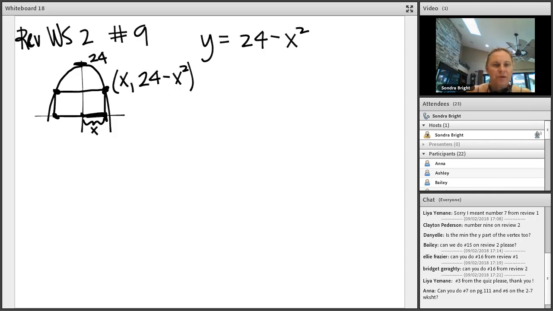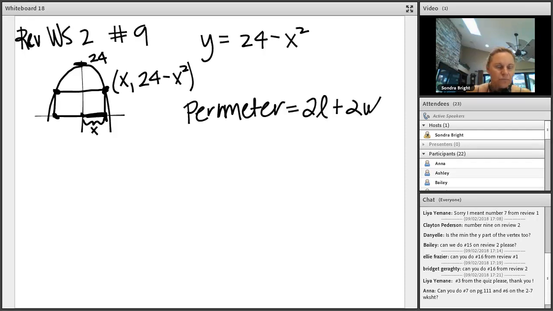And we want the perimeter of a rectangle, and what we know is the perimeter. You'll have to have this memorized because we won't give it to you. It's equal to 2 times the length plus 2 times the width. So the width, I'll call this guy my width, which means that it's x plus x, or 2x. And then I'll call this guy my length, and that y value is 24 minus x squared.